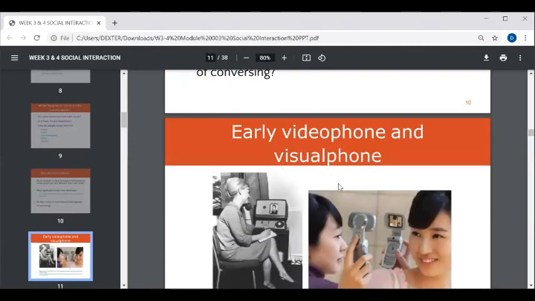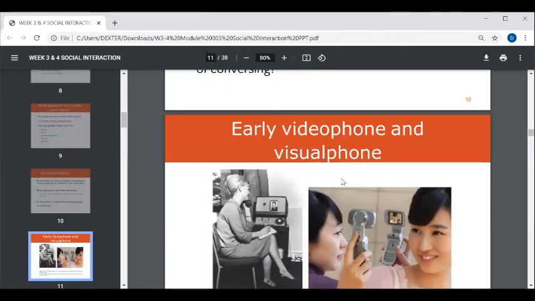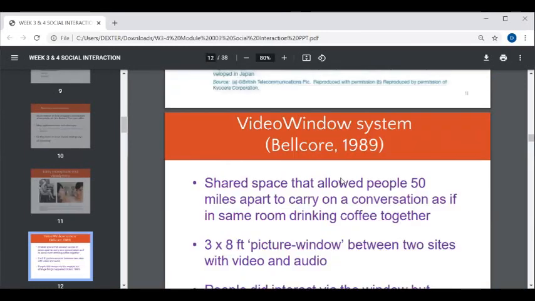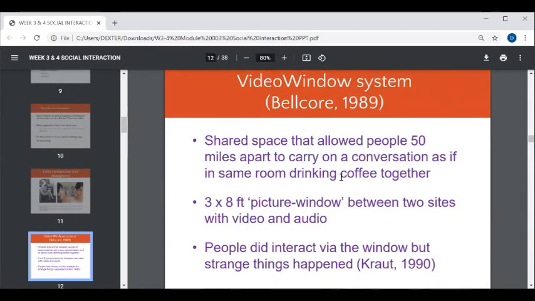Here is the early video phone and visual phone. Video window system, Bellcore, 1989. It shares space that allows people 50 miles apart to carry on a conversation as in the same room, drinking coffee together. It has 3 by 8 picture windows between two sites with video and audio. People did interact via the windows, but strange things happened.